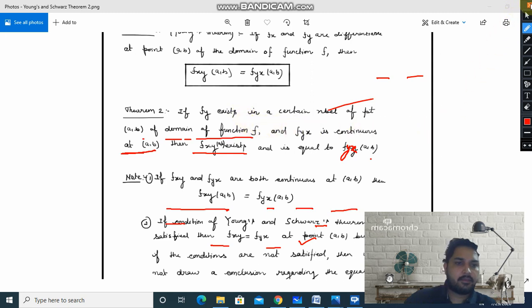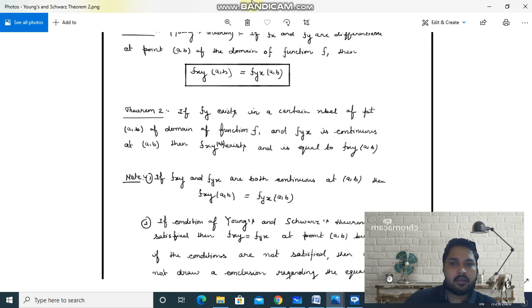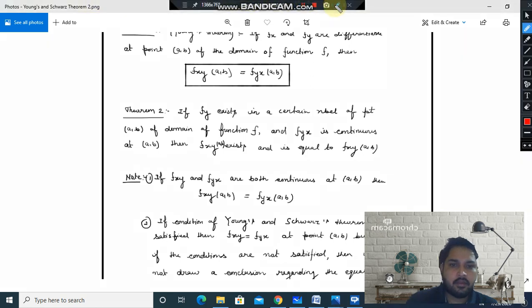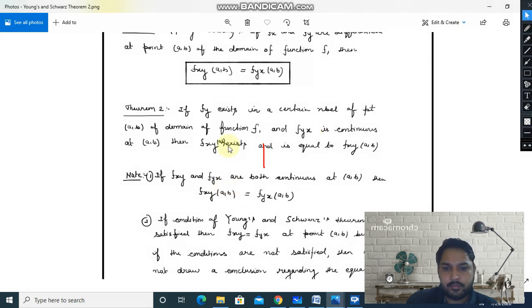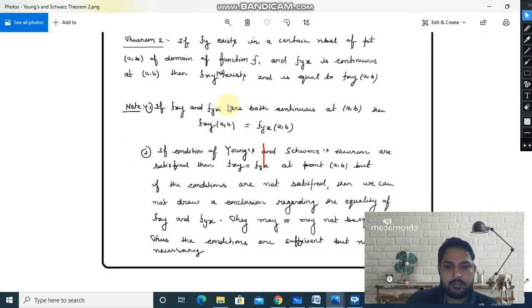Here are some important notes. From Schwarz's theorem, we can also derive that if fxy and fyx both are continuous, then also the value of the second order derivative fxy will be equal to fyx at the point (a,b).